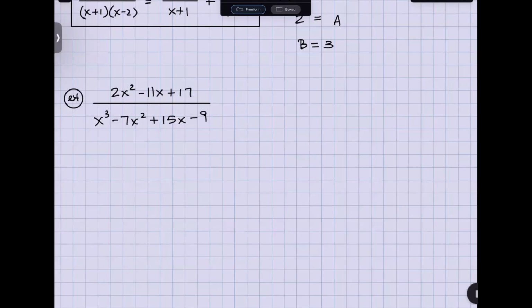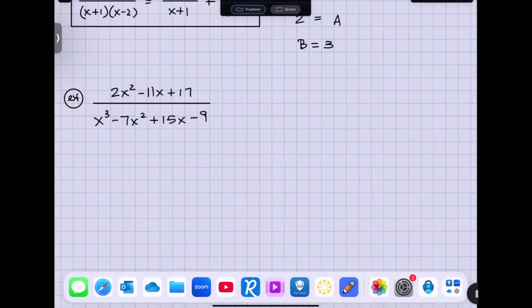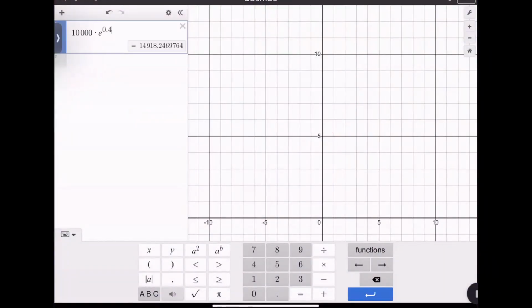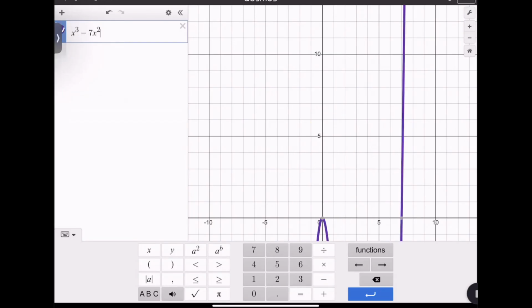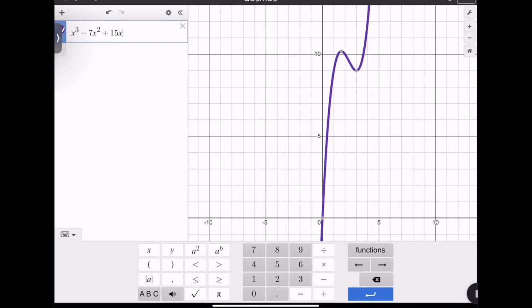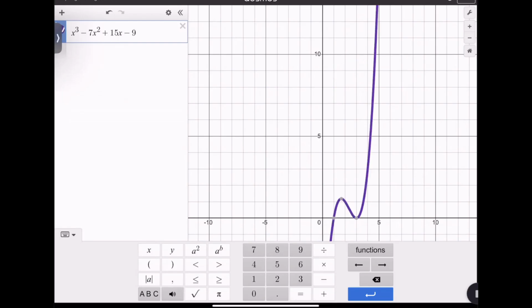Now, if you remember, when we did polynomial functions, we can find the roots, right? The possible zeros. Remember? So let's type this into Desmos, just so you guys know what I'm talking about. In Desmos, if I type in x to the third minus 7x squared plus 15x minus 9. Did I type that in correctly? X to the third minus 7x, blah, blah, blah. Okay.